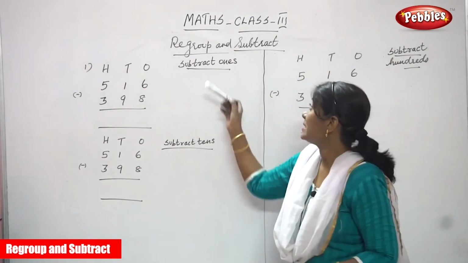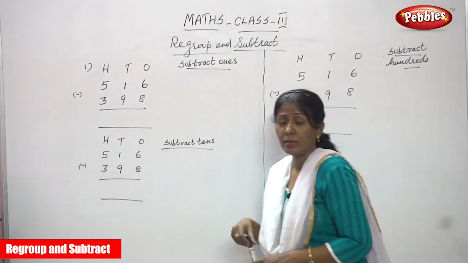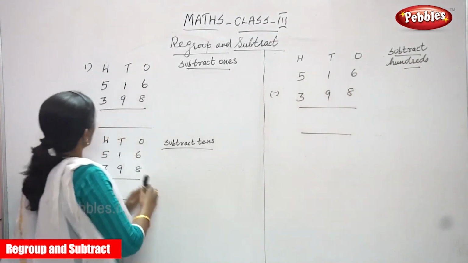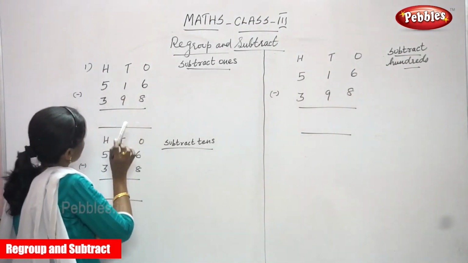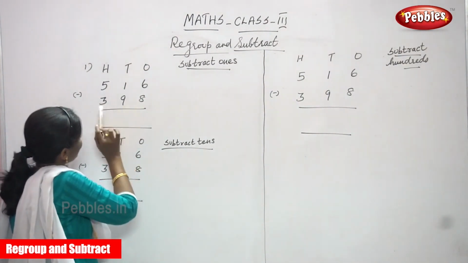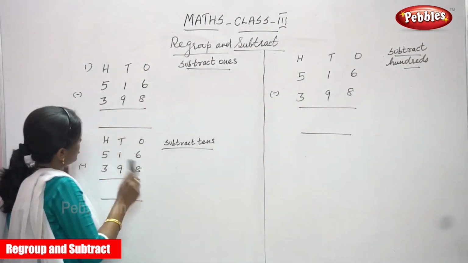Now we are going to see regroup and subtract. Okay, let's start the class. First one is hundreds, tens and ones: 516 minus 398. So 516 means 516, and 398, we are going to subtract.